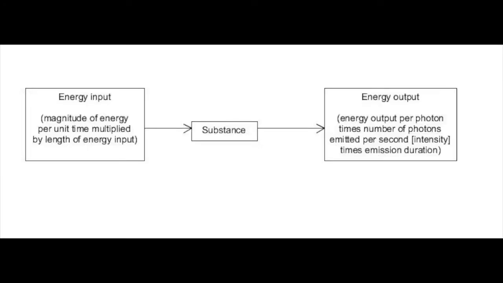In summary, the emission duration is really representative of two factors: the distribution of energy input into the system, represented by a magnitude of energy input over a certain time period, and the rate at which energy is output, represented by how much energy is contained within each emitted photon.